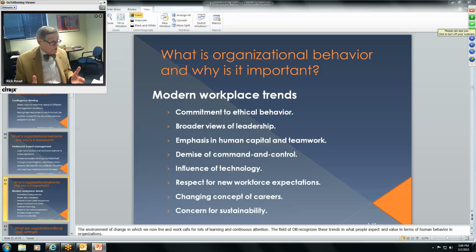Modern workplace trends, and I'm just going to pick out a couple of them. And that's one of the things that we're going to talk about as we go through this course, and that's a commitment to ethical behavior. And as you know, we're going to work on an ethics and OB scenario each week. They're listed in your textbook.